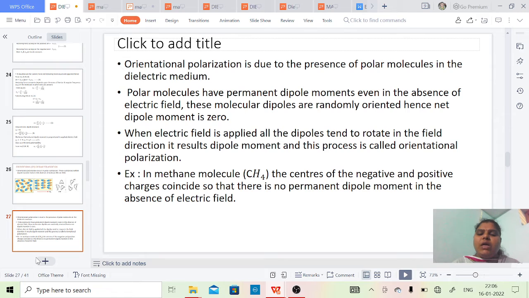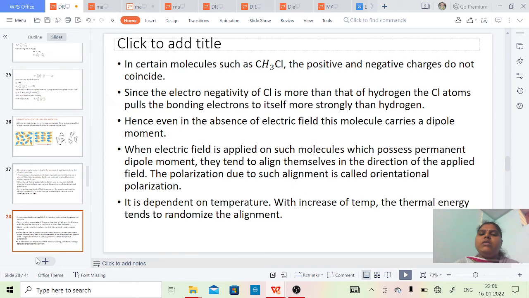An example is the methane molecule, CH4. The centers of the negative and positive charges coincide, so there is no permanent dipole moment in the absence of an electric field. In certain molecules such as CH3Cl, the positive and negative charges do not coincide, because of their shape also. Since the electronegativity of Cl is more than that of hydrogen, the Cl atom pulls the bonding electrons to itself more strongly than hydrogen. Hence even in the absence of an electric field, this molecule carries a dipole moment.